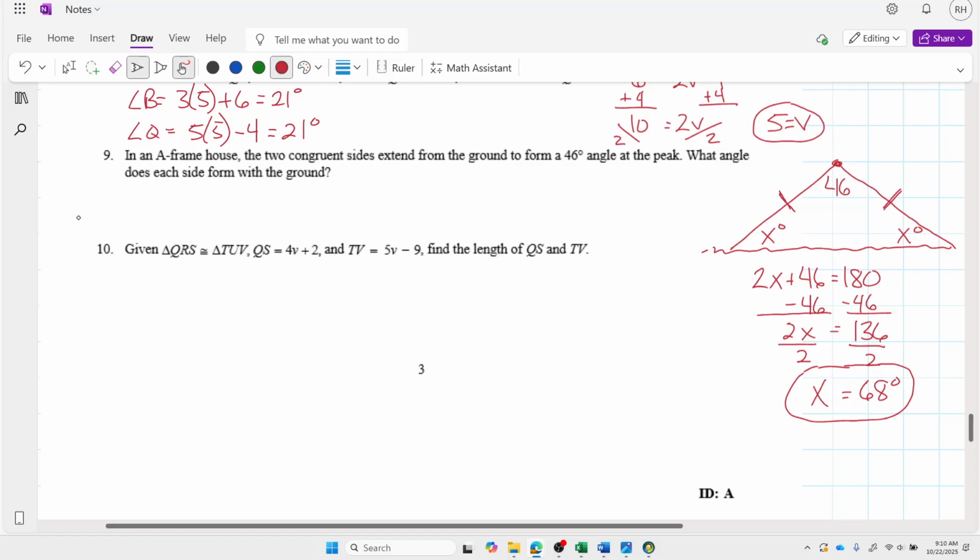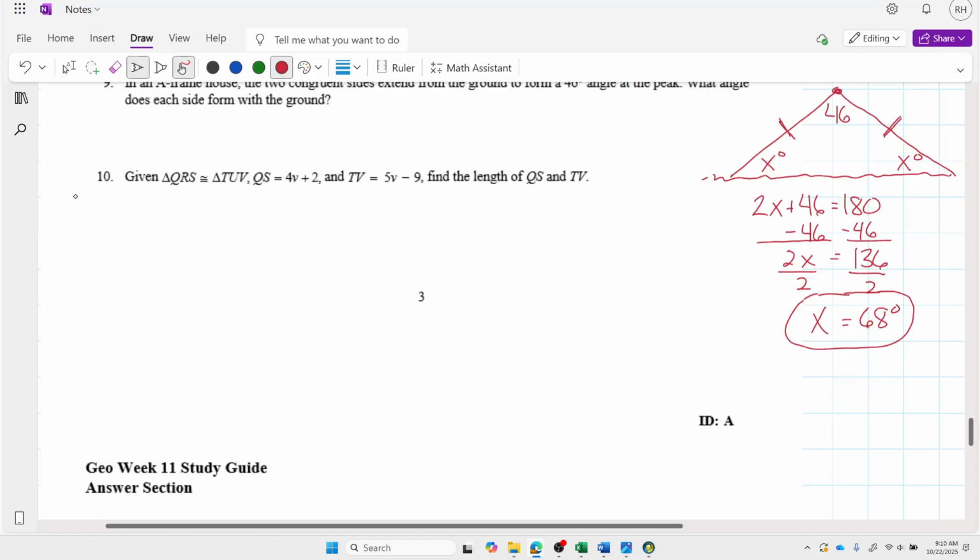All right, and finally number 10. Given that QRS is congruent to TUV, QS is 4V plus 2. QS, the first and last letter. T to V is 5V minus 9. TV, first and last letter. The vertices are in the same position, so that means both sides are equal to each other. What is the length of QS and TV? So you set the expressions equal to each other. 4V plus 2 is equal to 5V minus 9.